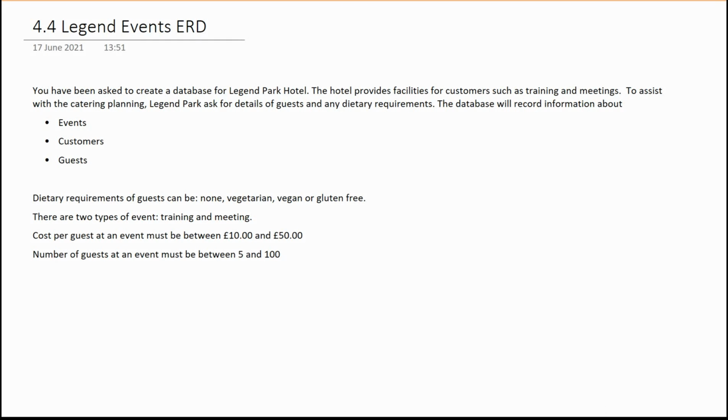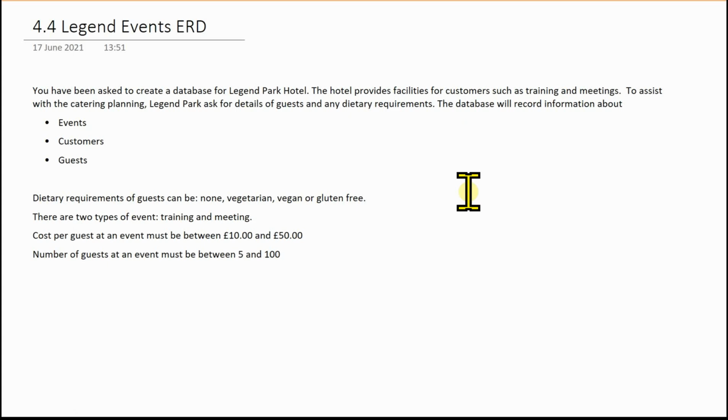In this video, we're going to look at the design for the Legend Events database. We're going to be using the entity relationship diagram method. Let's have a look at the information that we've got. We've been asked to create a database for Legend Park Hotel.